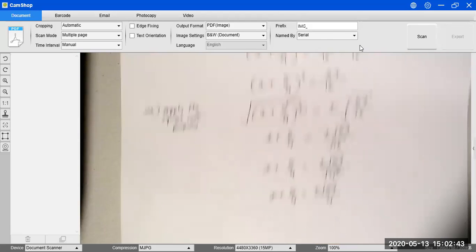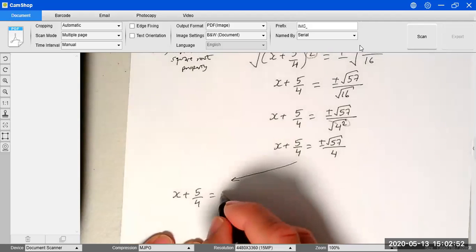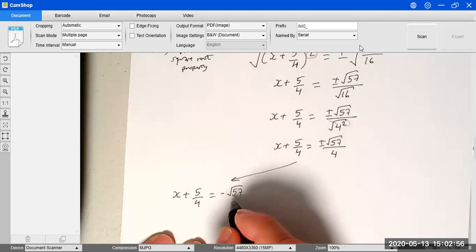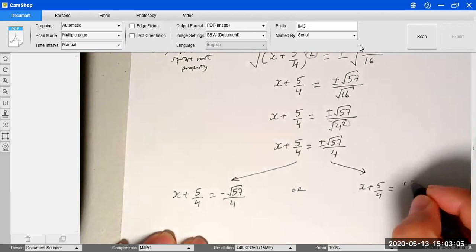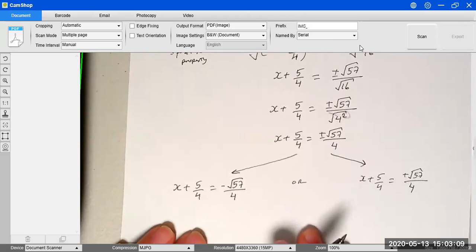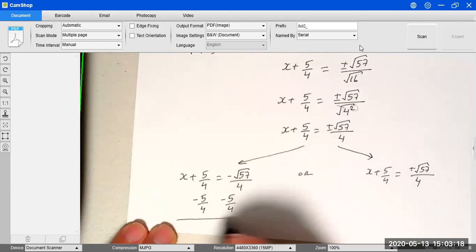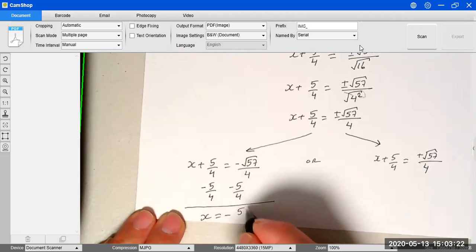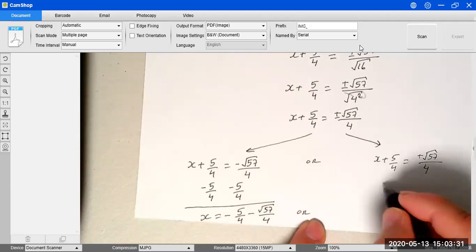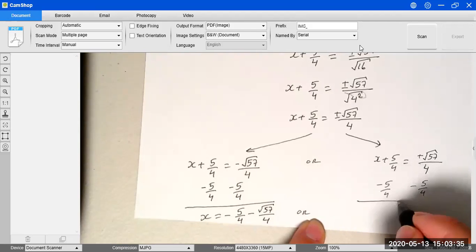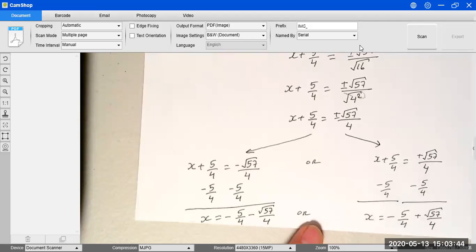So now we're going to find the two solutions. Let's write the two equations. The first one is x plus 5 over 4 equals negative square root of 57 over 4. And the other one is x plus 5 over 4 equals positive square root of 57 over 4. Then we solve for x. In this case, we're going to subtract 5 over 4 on both sides of the equation. So we end up with x equals negative 5 over 4 minus the square root of 57 over 4. And in the other case, we're going to subtract 5 over 4, too. So we get x equals negative 5 over 4 plus square root of 57 over 4.